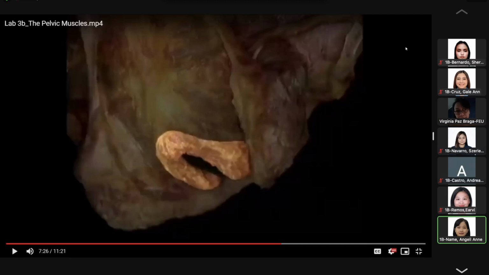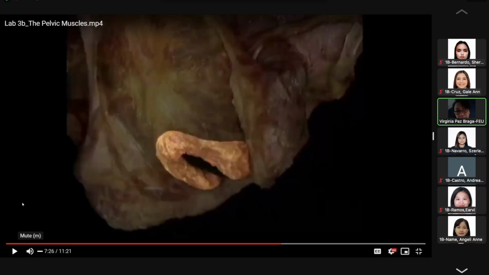Okay, I'll read it, Doc. The pubococcygeus is the thickened and most important part of the pelvic diaphragm. Fibers of the right and the left pubococcygeus unite posterior to the rectum, forming the puborectalis. This union of fibers creates a U-shaped puborectal sling and is responsible for the curvature of the anorectal junction. During defecation, the puborectal sling relaxes, the anorectal junction is straightened, and the expulsion of fecal matter is facilitated.